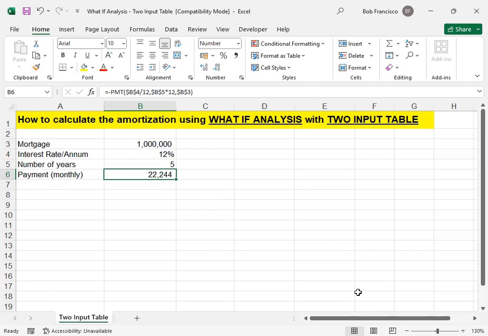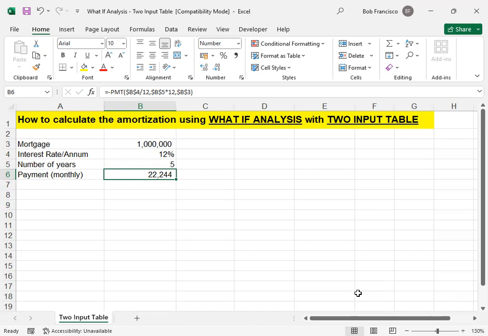Okay. So we're gonna pay a monthly payment of 22,244. Okay, this is a straightforward calculation of how to calculate the monthly payment. But if you want a different scenario, for example, what would be the amount if I'm gonna pay the mortgage amount in 4 years? What about if I'm going to pay it in 3 years, or in 2 years?